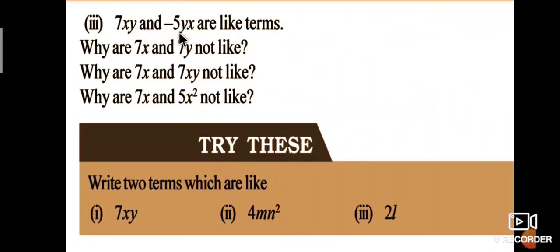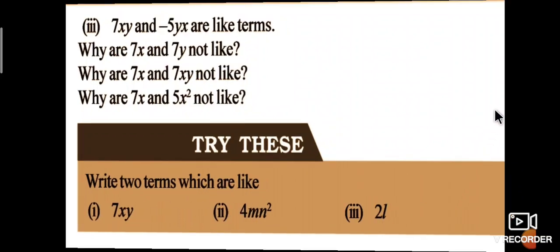Next one is 7xy and minus 5xy are like terms. Yes. 7x and 7y are not like; these are all called unlike terms. 7x and 7xy are not like terms. 7x and 5x square are not like. Answer right. Two terms which are like.